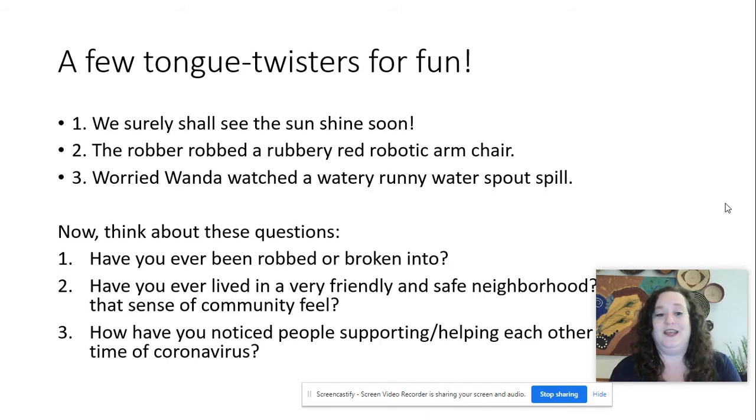Number 3 question. How have you noticed people supporting or helping each other in this time of coronavirus? Okay, I know that my face is blocking some letters, but I'm trying to read the question for you. So how have you noticed? Have you noticed anything during this time of the social distancing, staying at home? I have noticed a lot of things. So later, perhaps, we can share our opinions together.